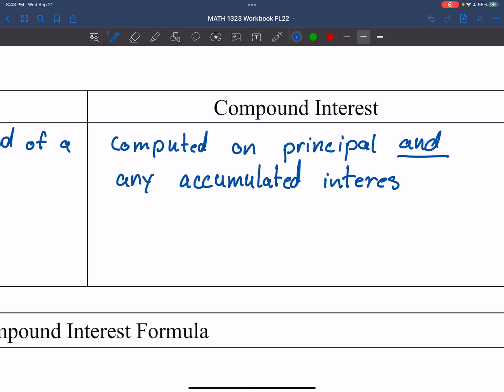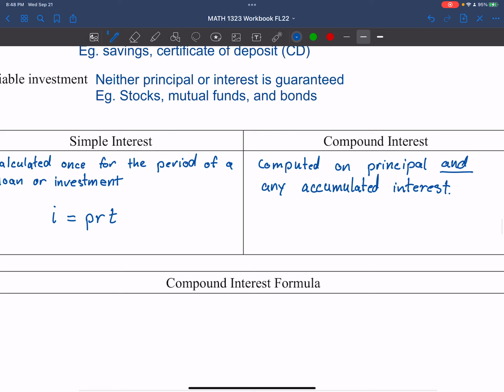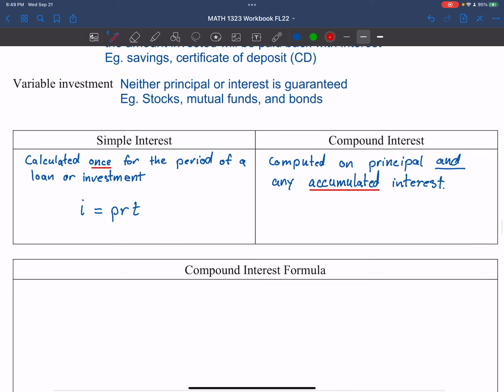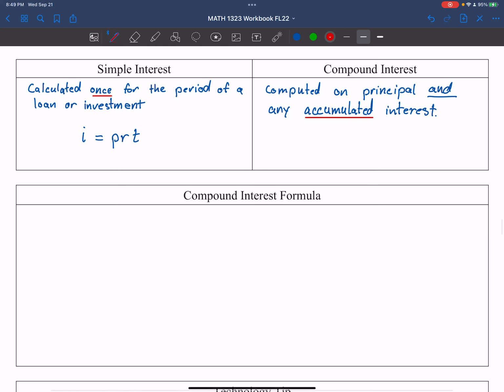So again, maybe the keywords that are different: simple interest once, but the accumulated interest is also going to be considered as more interest is computed for a compounding interest investment or loan. Again, a loan is when you're borrowing and someone else is making money off of your money because you have to pay it back, and an investment is you give your money to someone else and they're going to give it back to you with the interest.